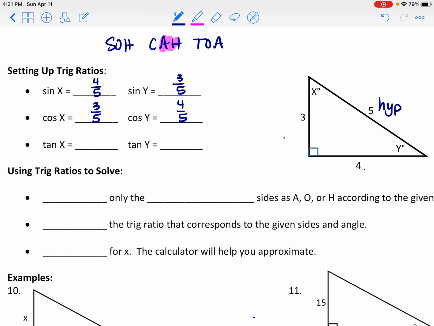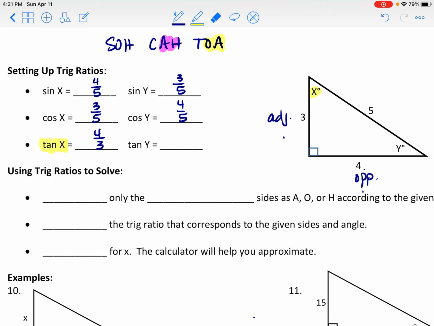If I want to look for the tangent of my angle, tangent is our opposite leg over our adjacent leg. So tangent for X is here. I'm not going to be using the hypotenuse in this one. Tangent, I want the opposite leg over the adjacent leg. So this leg is adjacent, it is next to X. This leg is opposite, it is across from. So opposite over adjacent would be 4/3.